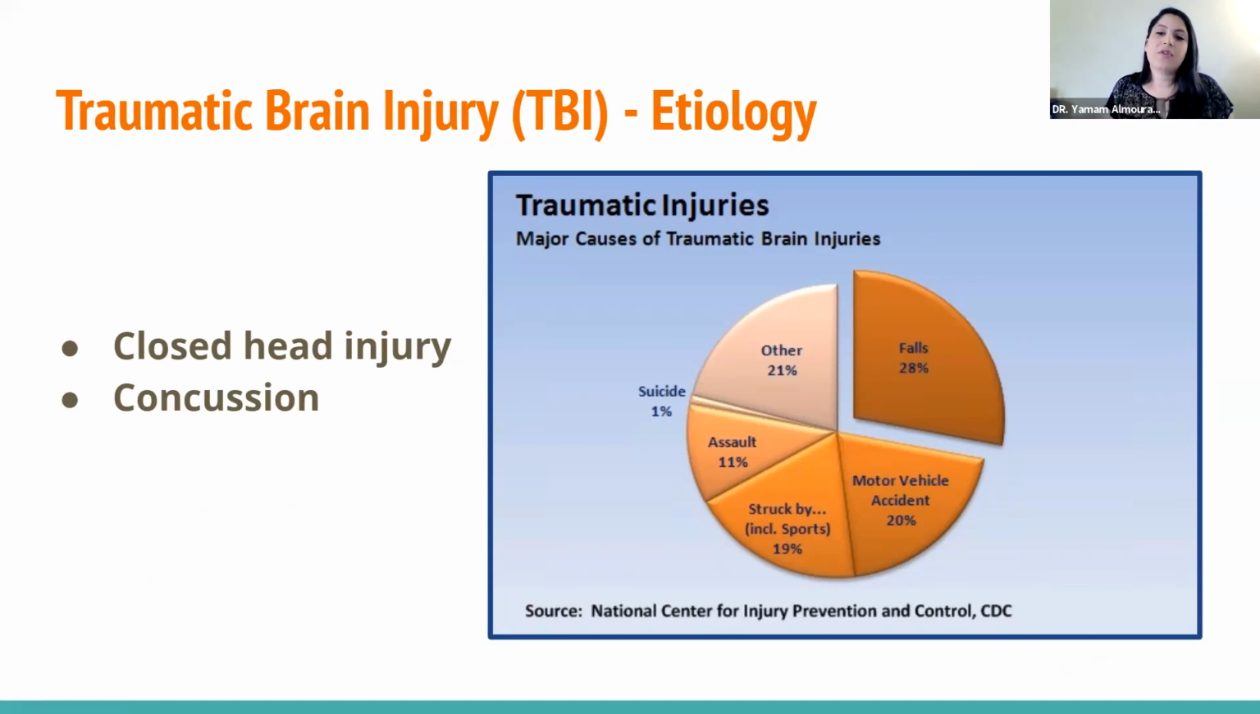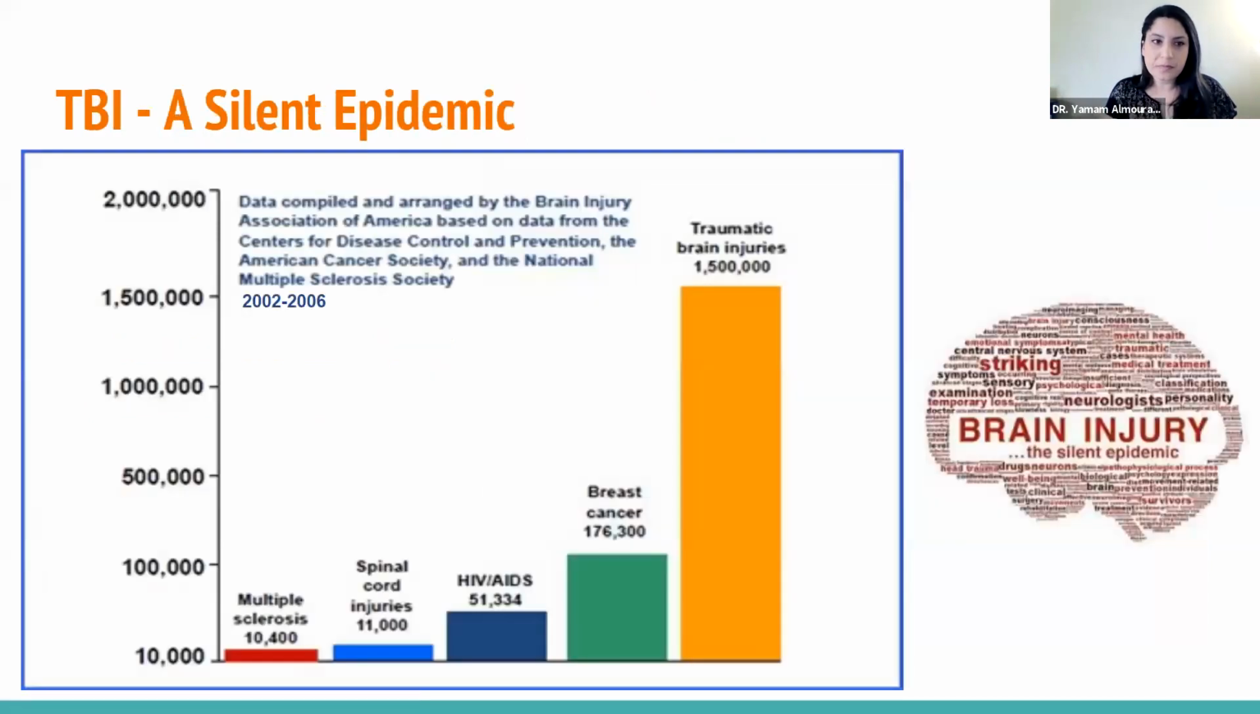The second one after falls is motor vehicle accidents. And so motorcycle accidents are among the top in traumatic brain injury, but also car accidents, really anything that shakes the head, anything that causes a coup anywhere in the head.